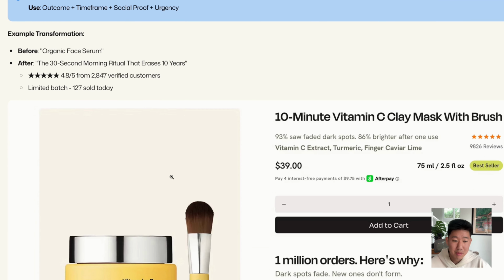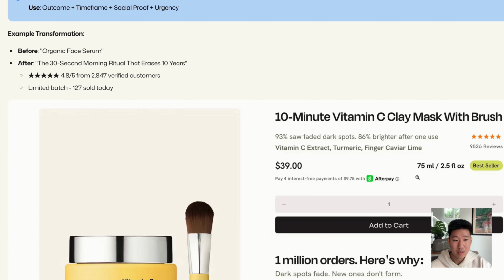So this is an example from Gleeman. This is a brand that we study frequently that has amazing product pages. But yes, they have the product name. And before it was actually just Vitamin C clay mask. That's it.